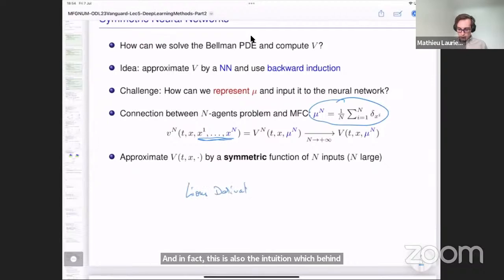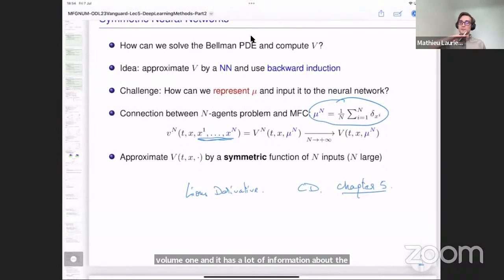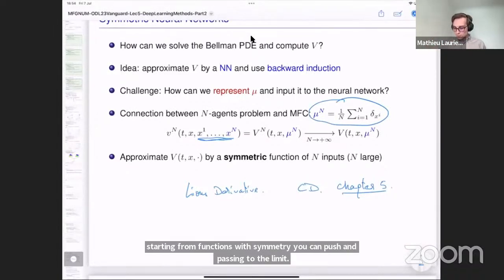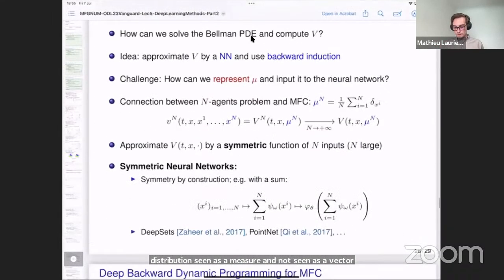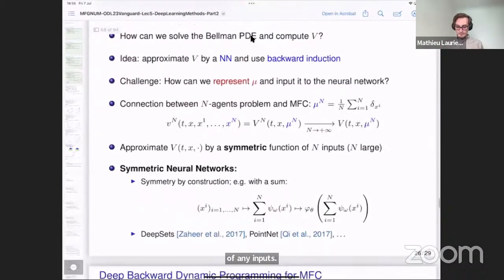So here you can check the book of Carmona and Delarue. I don't remember the page number, I'm sorry, but I think it's in chapter 5 for the volume 1, and it has a lot of information about the Lyon's derivative. In particular, you can justify it by starting from functions with symmetric inputs and passing to the limit, and you get really V as a function of the empirical distribution seen as a measure and not seen as a vector of n inputs. So that's the intuition behind using symmetric neural networks.